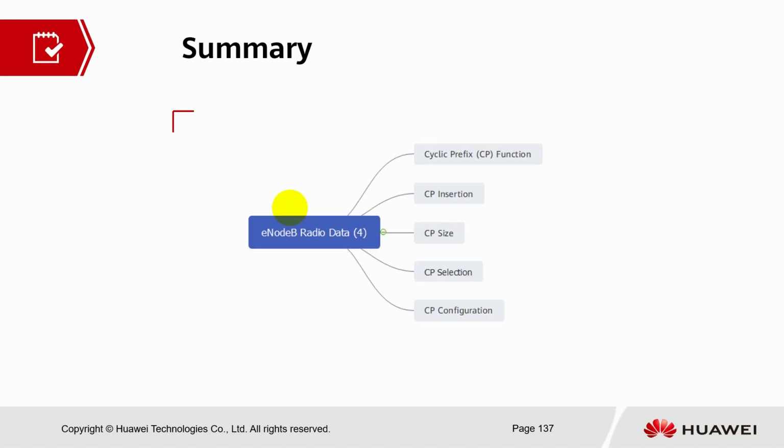So the summary of this section is that we have discussed what the cyclic prefix function is, what CP insertion is, what the CP size is, what the cyclic prefix selection is, and what the cyclic prefix configuration is.